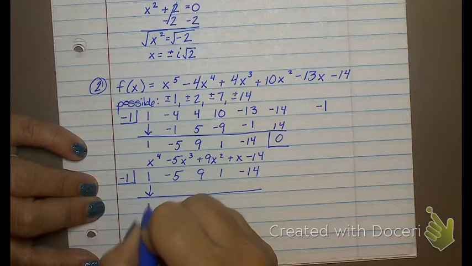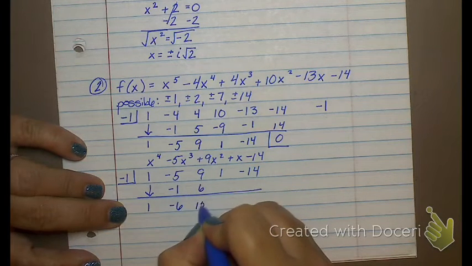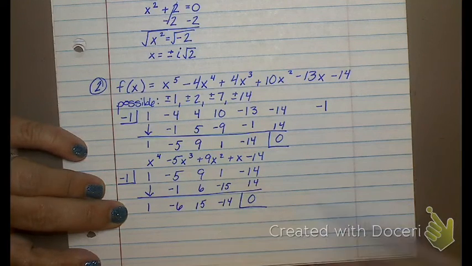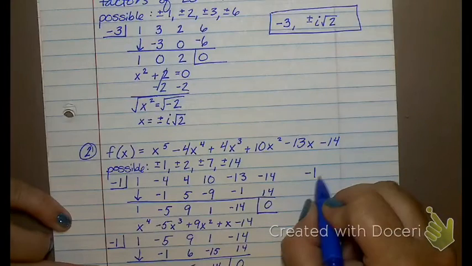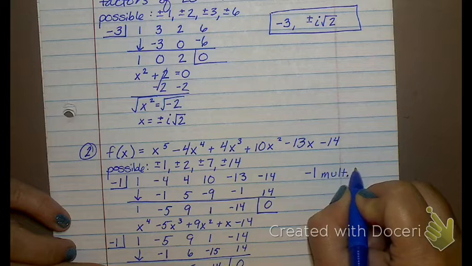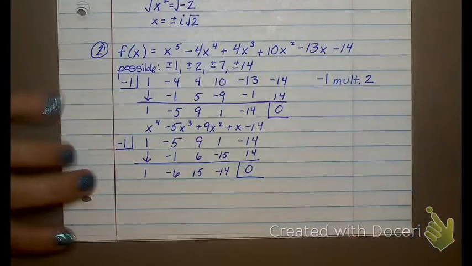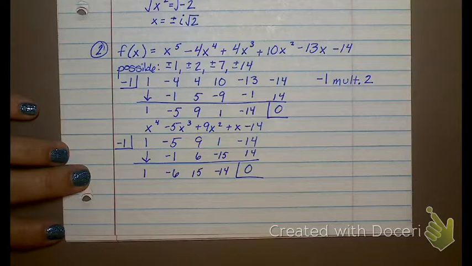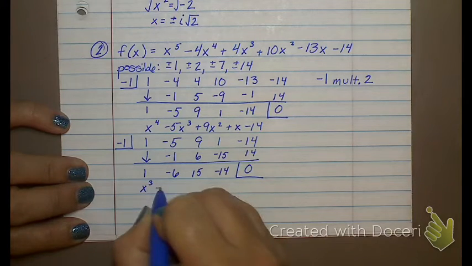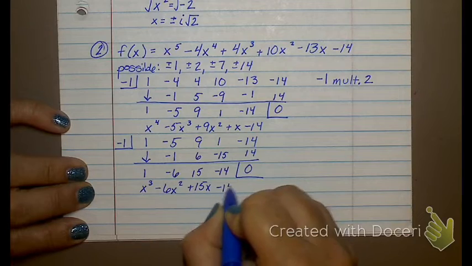Let's see. 1, -1, -6, 6, 15, -15, -14, 14, 0. It works twice. So on my zeros, I'm going to say -1 has a multiplicity of 2. So it's 2 of my 5 answers. Does that make sense? Okay. So I'm now down to what? 1x to the third minus 6x to the second plus 15x minus 14.